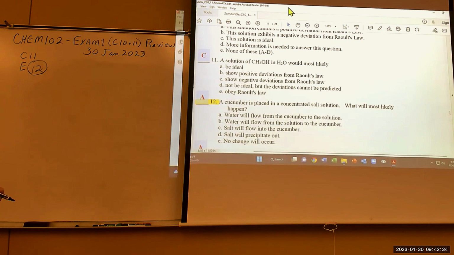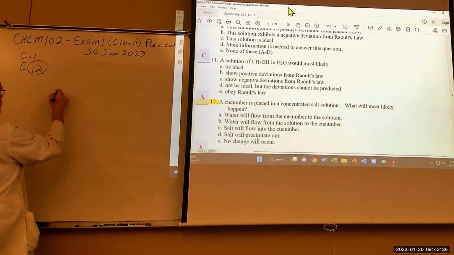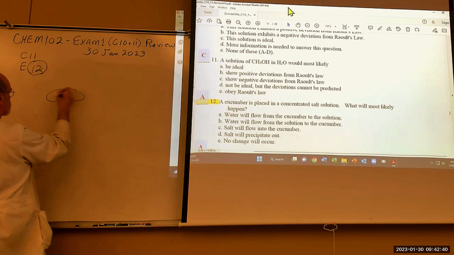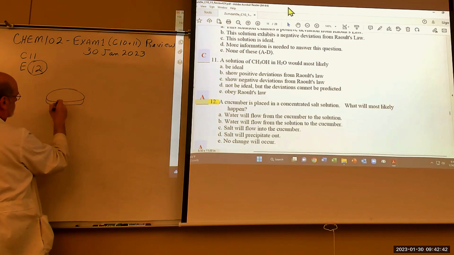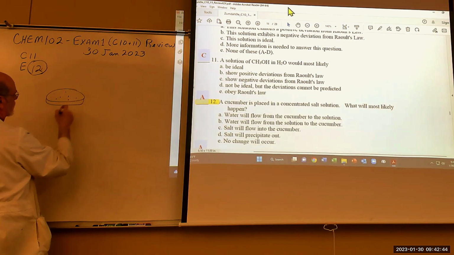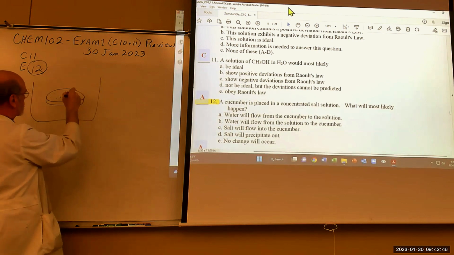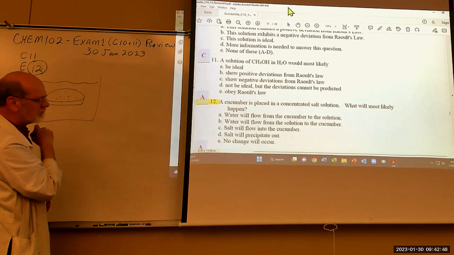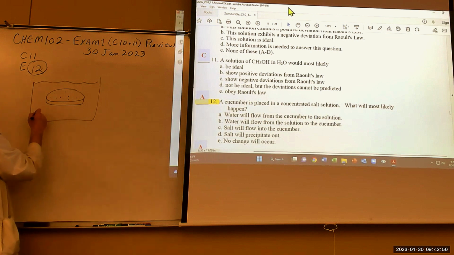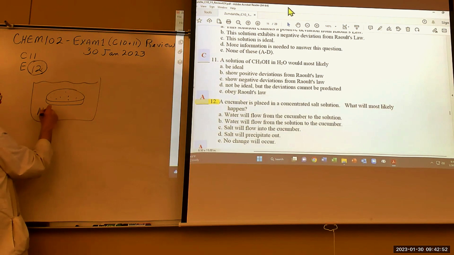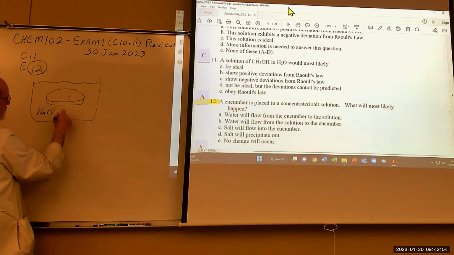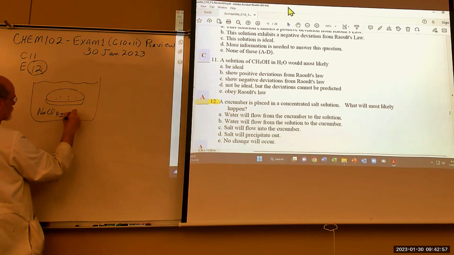A cucumber is placed in a concentrated salt solution. What will most likely happen? So we put a slice of cucumber, with the seeds in it, in a concentrated salt solution. Let's just say sodium chloride, concentrated.